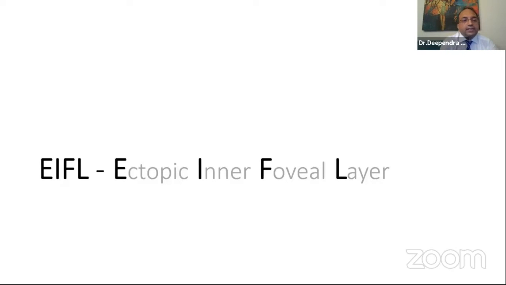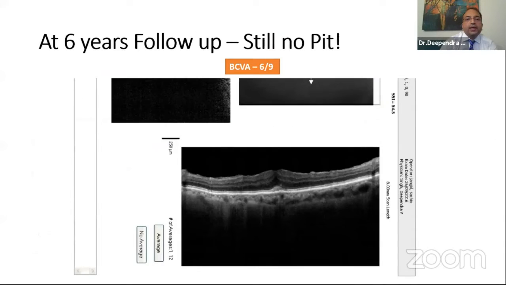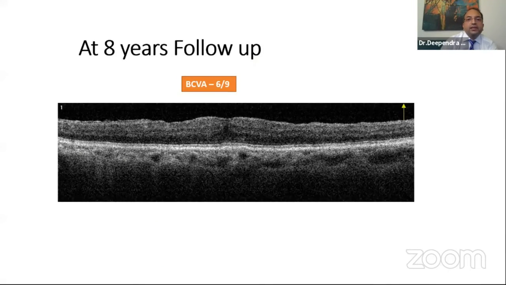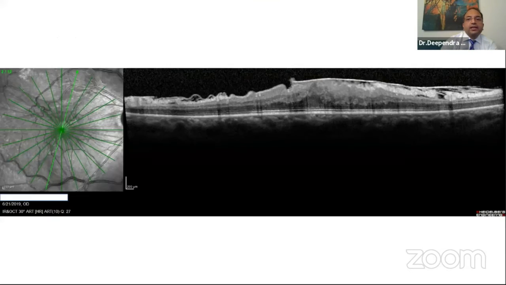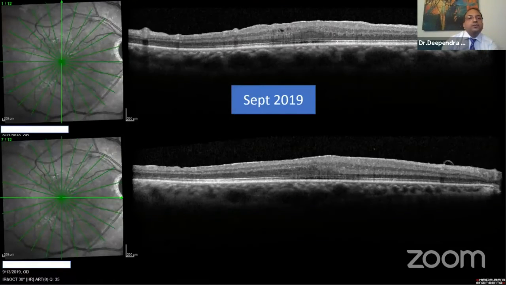So coming to the next topic, the ectopic inner foveal layer. That was all about LHEP, but this was again our own cases. When we go back and look, this was operated long back, and we could see even at 6-year follow-up, despite good visual recovery, there is no foveal pit. And all of us have seen these cases. Even when you remove the ILM, this foveal pit doesn't come back. Another patient, same. So I'll quickly rush through the cases.